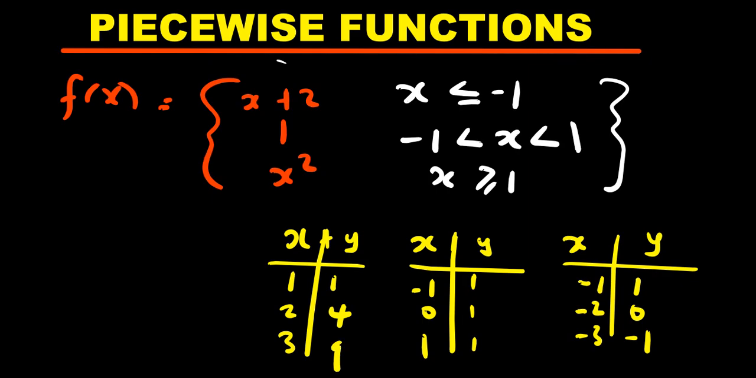Then when you have these values, what are you going to do? You graph them on one graph, okay? That's what we call a piecewise function. Okay, so let's say this is our graph, like that.